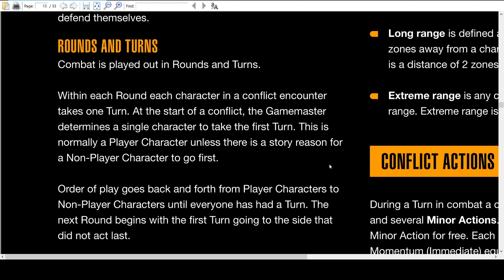From what I gathered, there's actually ways that a player character can sort of continue. Player characters can continue acting within the same round, skipping non-player characters. I believe that's done through momentum. But let's not get too ahead of ourselves, and let's just imagine this is how rounds and turns work for the time being.